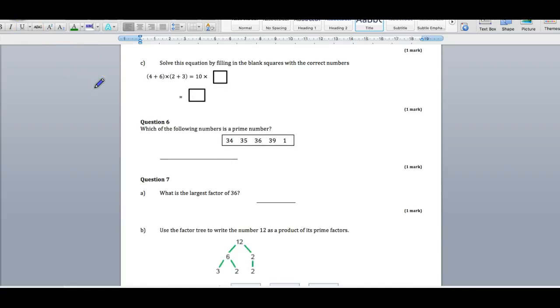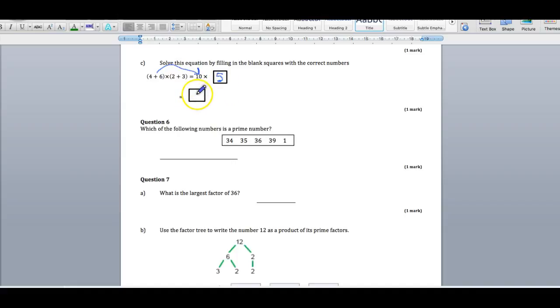Question C, solve the equation by filling in the blanks. So we have 4 plus 6, that's where the 10 comes from. So you can see that's where the 10. And then the 2 plus 3 is what goes in here. Now, a few of you put 6. Okay, maybe read that as 2 times 3. So another careless error. Just make sure you read the question properly.